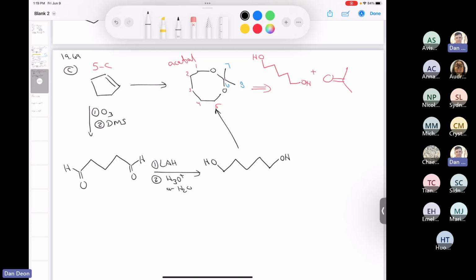And then to make the acetal, all we do is we treat it with acetone, our ketone. We need a catalytic amount of acid, and we remove the water. And there you go. That's the whole thing.